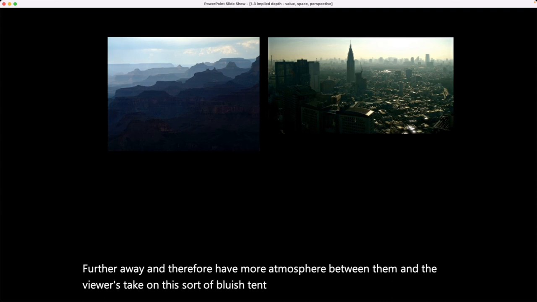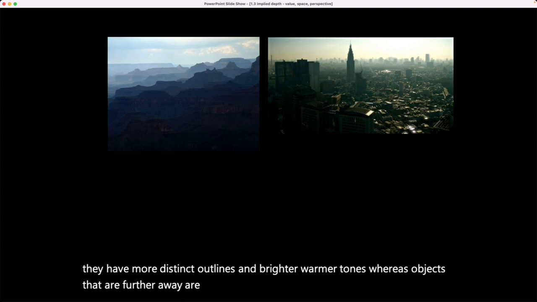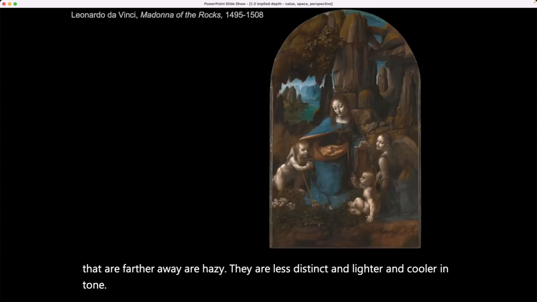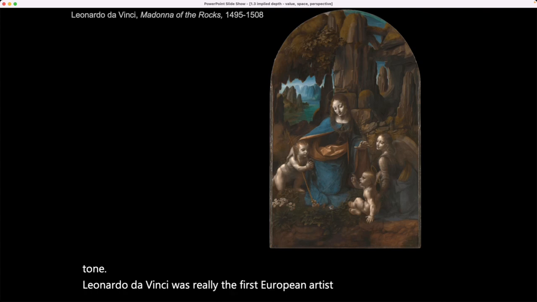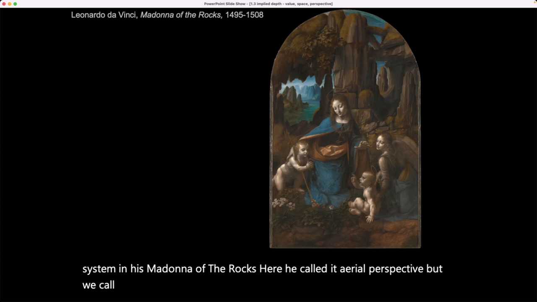So closer objects are greater in clarity, they have more distinct outlines and brighter, warmer tones, whereas objects that are further away are hazy, they are less distinct, and lighter and cooler in tone. Leonardo da Vinci was really the first European artist to apply this observation system in his Madonna of the Rocks here. He called it aerial perspective, but we call it atmospheric perspective. But his system is essentially what we use still today.